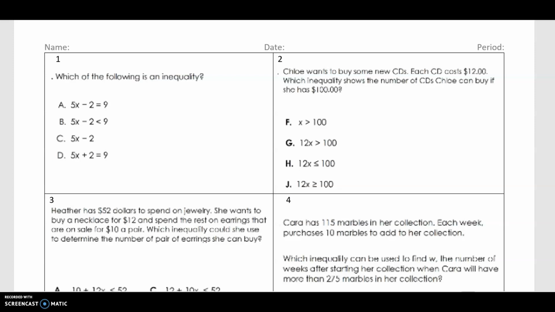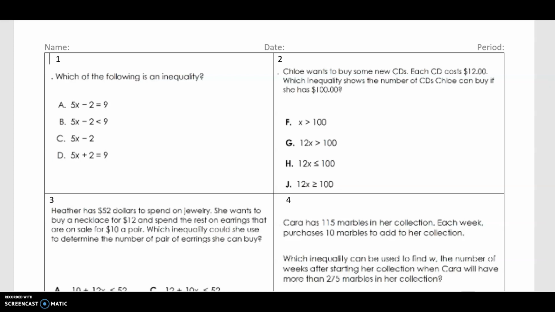Okay guys, it's time to get started on your independent practice. So this is silent and independent, so you're going to be working on it on your own. So the first question says, which of the following is an inequality?